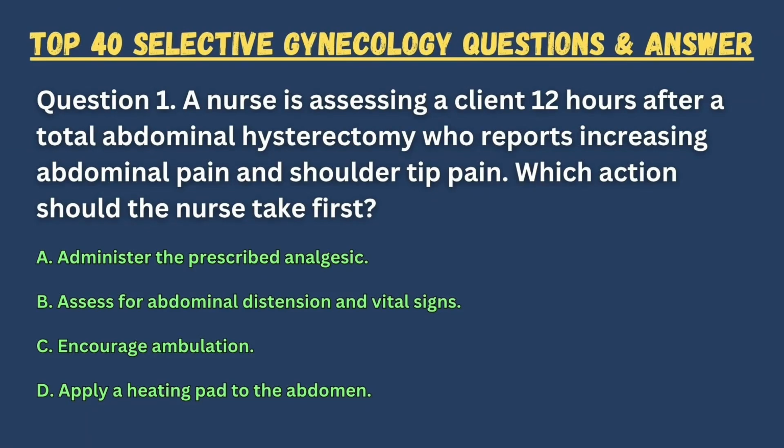Question 1. A nurse is assessing a client 12 hours after a total abdominal hysterectomy who reports increasing abdominal pain and shoulder tip pain. Which action should the nurse take first? A. Administer the prescribed analgesic. B. Assess for abdominal distension and vital signs. C. Encourage ambulation. D. Apply a heating pad to the abdomen.